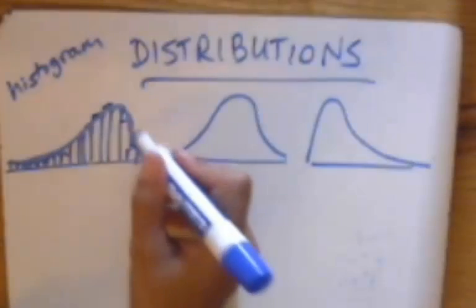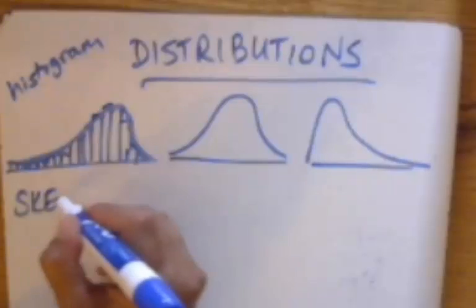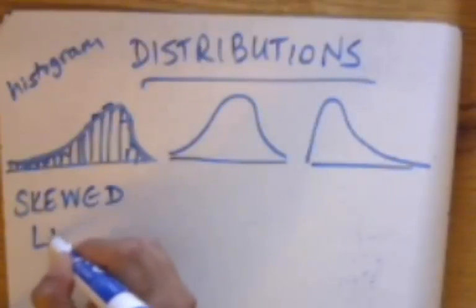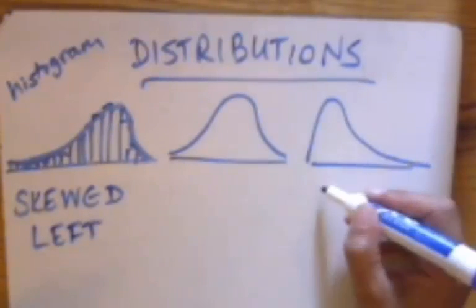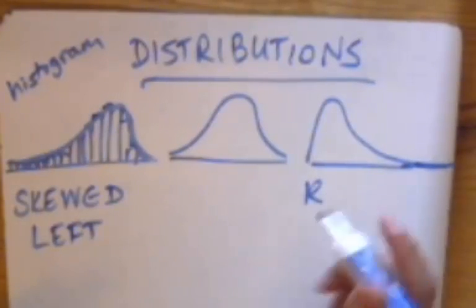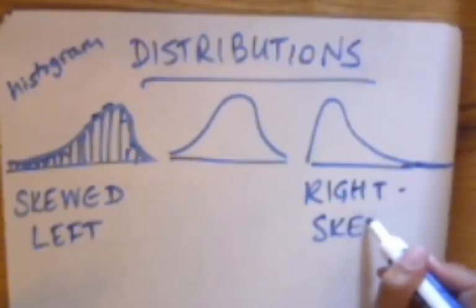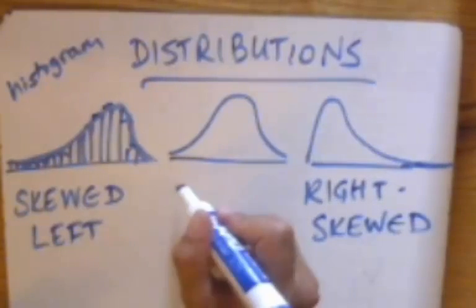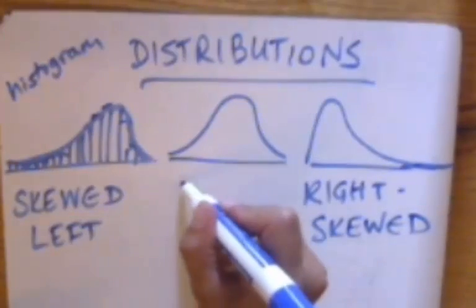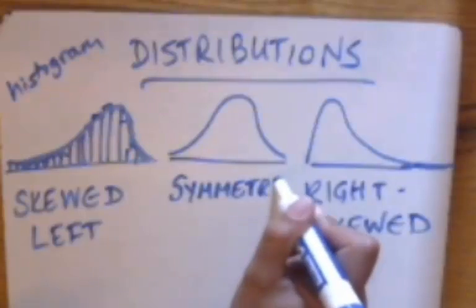And if I have a distribution that looks something like this, this is a skewed distribution, and it's skewed left. Of course, if it looks something like this with a long right tail, then it is right skewed, or skewed right. And here we have some of a symmetric distribution.